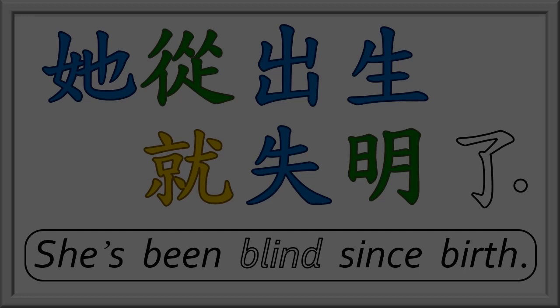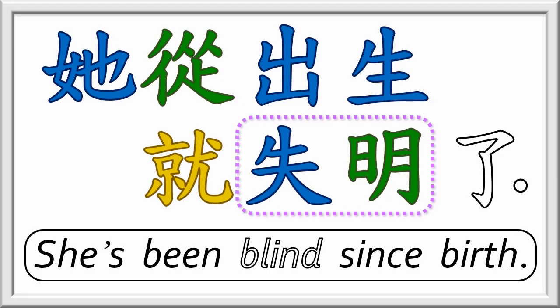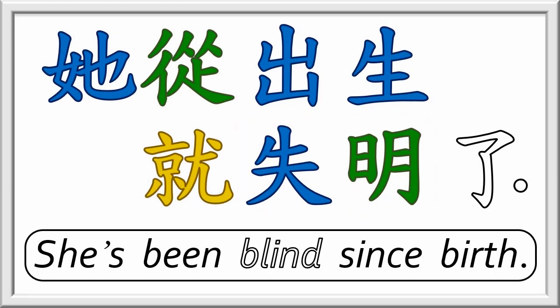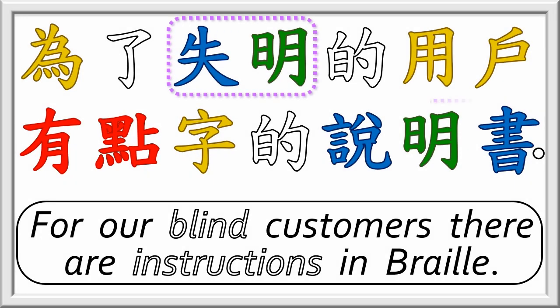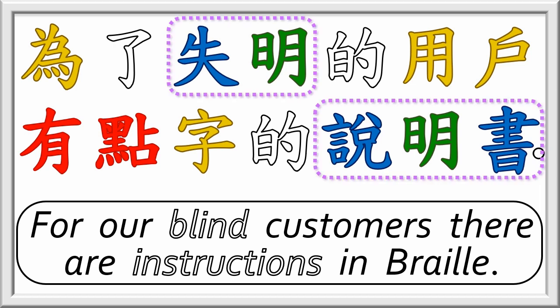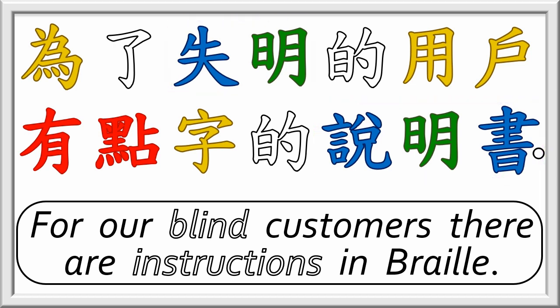Brightness and clarity naturally mean we can see the world around us very well. And when these attributes are lost, we become blind. 失明 therefore means to be or become blind. 她从出生就失明了。She's been blind since birth. 为了失明的用户，有点字的说明书。For our blind or visually challenged customers, there are instructions in Braille.